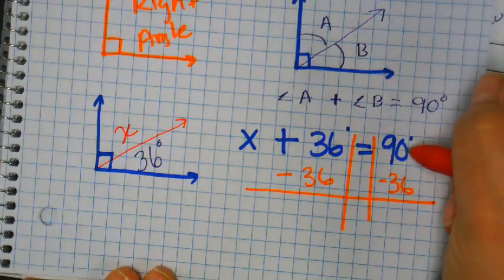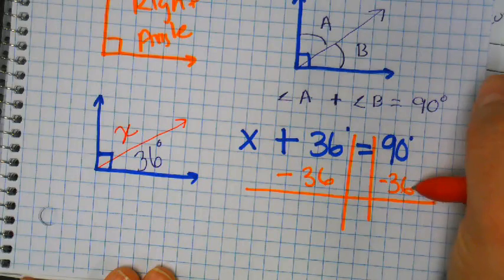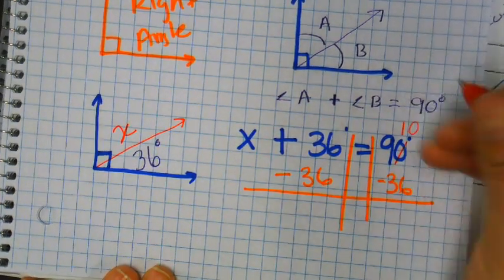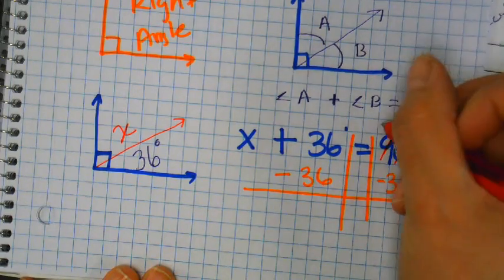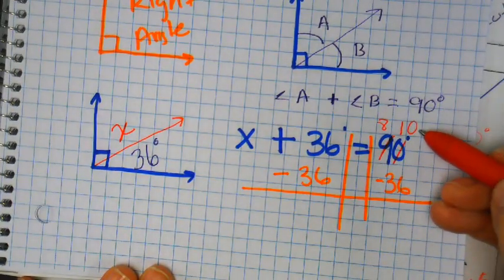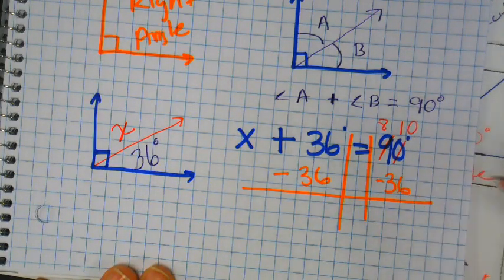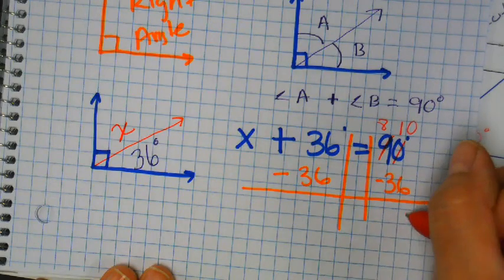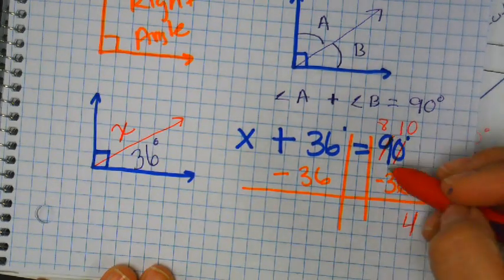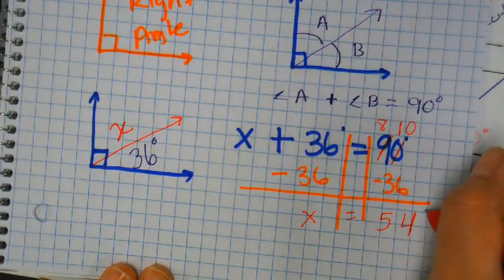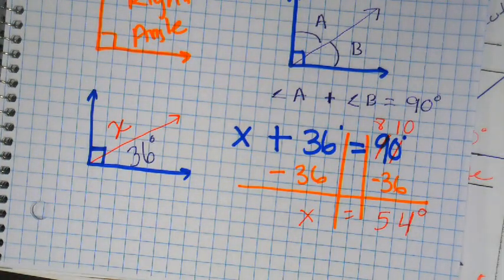So 0 minus 6 I can't do. So what does a 0 become? A 10, and the 9 becomes an 8. So we got to make sure we know how to borrow correctly, so write that down, just so you refresh and memorize, like, oh yeah, I got to borrow. 10 minus 6, 4. 8 minus 3, 5. So x equals 54 degrees. And that's it.